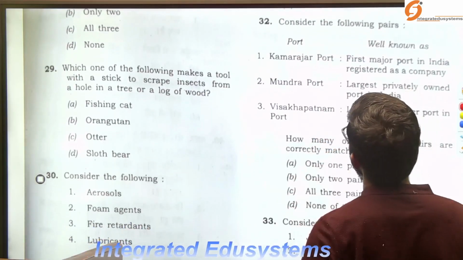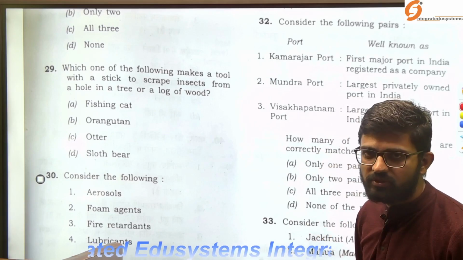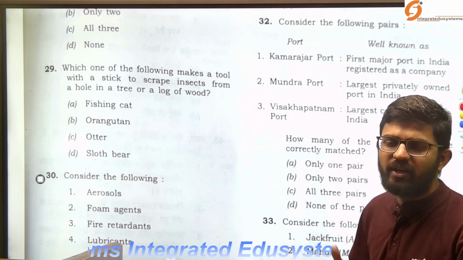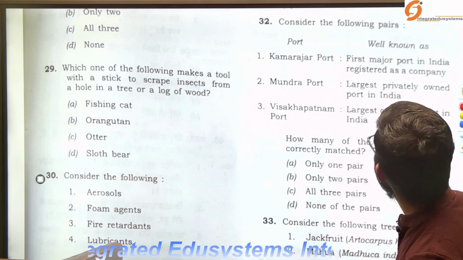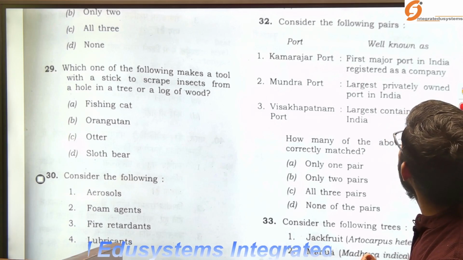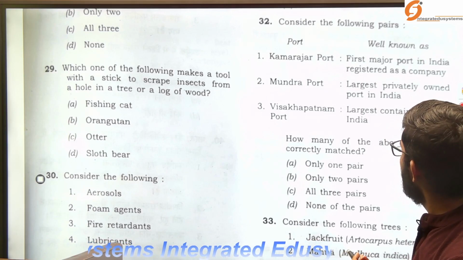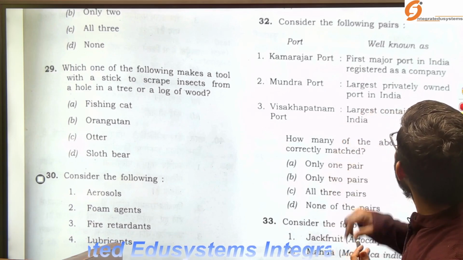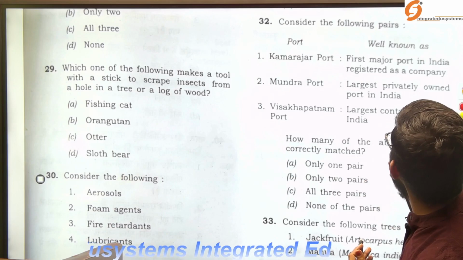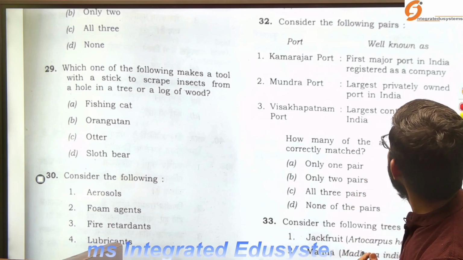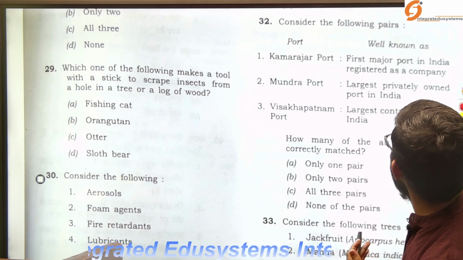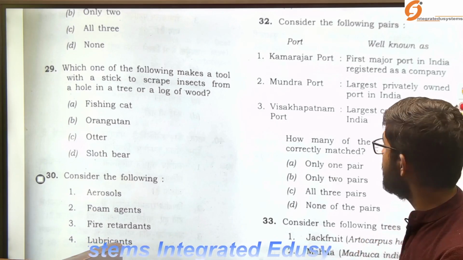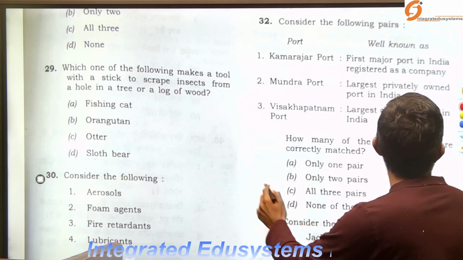Question number 32. This was one of the toughest questions asked, because we don't directly study about ports. Consider the following pairs, port and well known for. Kamarajar Port, well known for first major port in India registered as a company. Mundra Port, largest privately owned port in India. Visakhapatnam, largest container port in India. Two pairs are right over here.